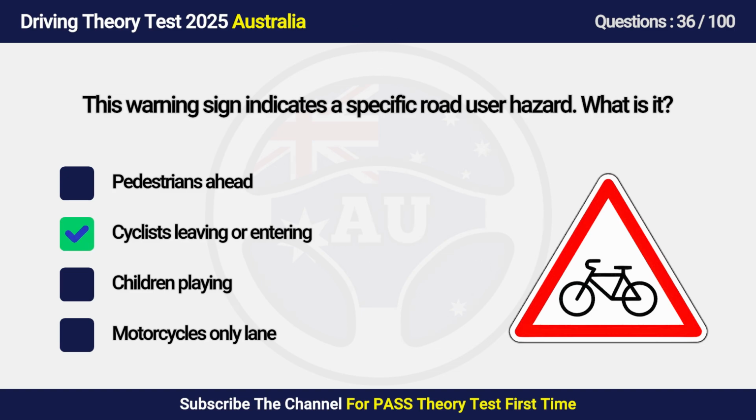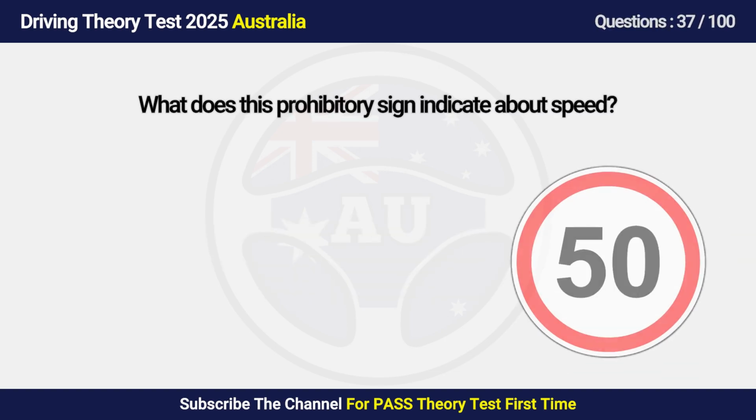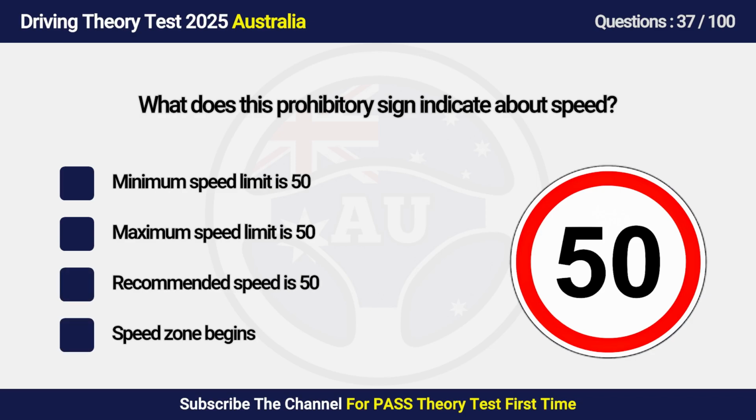Answer is B. Cyclists leaving or entering. This warning sign alerts drivers to the presence of cyclists leaving or entering the roadway, indicating a need for extra vigilance and caution. Question 37. What does this prohibitory sign indicate about speed?